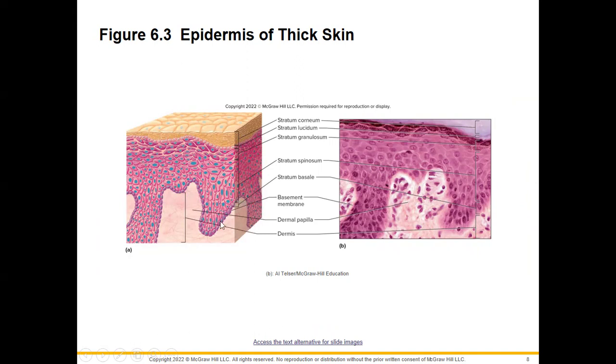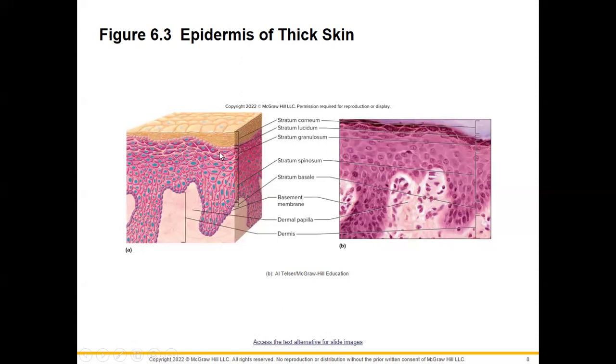And then you have the stratum basale, the basal layer of cells that are going to look more cuboidal, possibly columnar. This is where your melanocytes are going to live. This is where your cells are going to divide so that you have newer and newer epidermis all the time. And then these cells are going to move more superficially. So this next layer that is just adjacent to the stratum basale is the stratum spinosum.